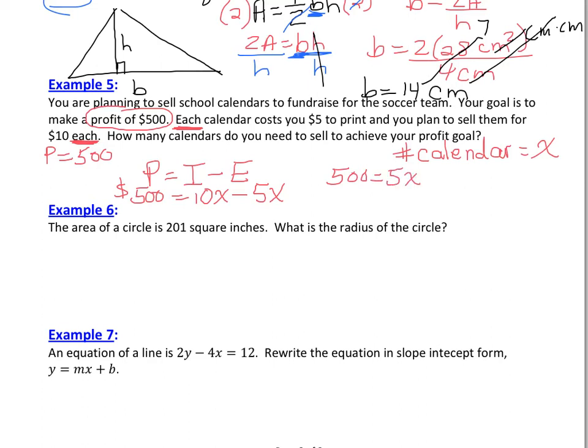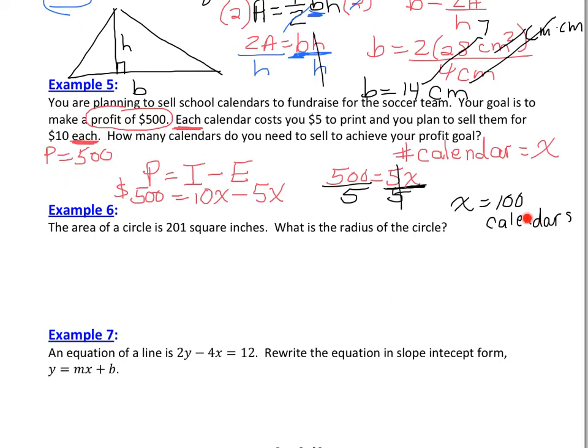I'm solving for the number of calendars here, so I go to the unknown, undo the operations around it, and we have x equals 100. 100 what? Calendars. So what did we just solve for? If we print and sell 100 calendars, then this soccer team would reach their goal of making $500 profit.